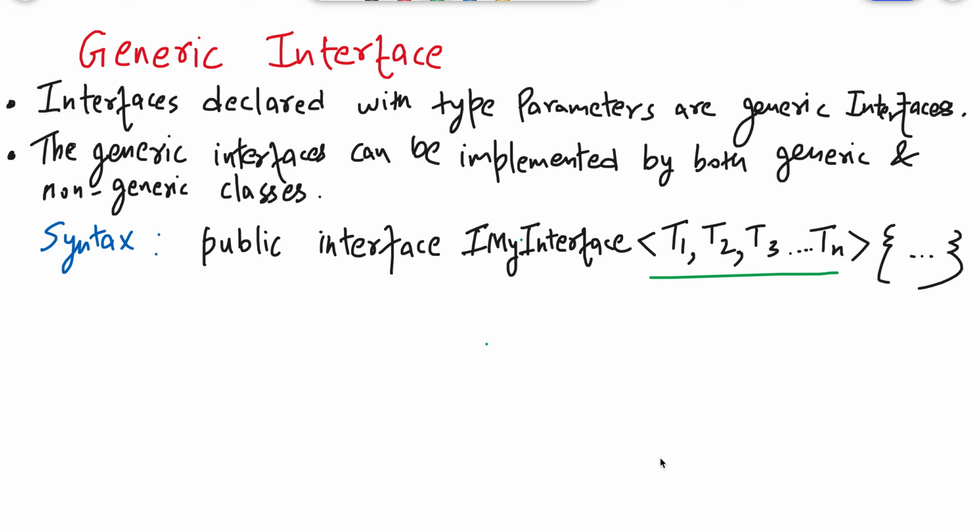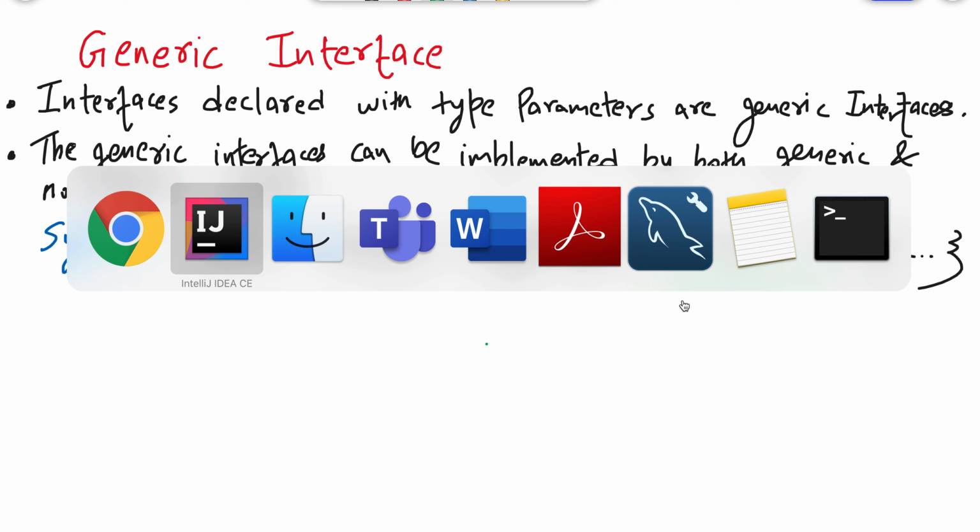And the syntax of generic interface is public interface name followed by open angle bracket. Then we can specify multiple type parameters, closed angle bracket followed by interface body. Now let's look at this with the help of an example.